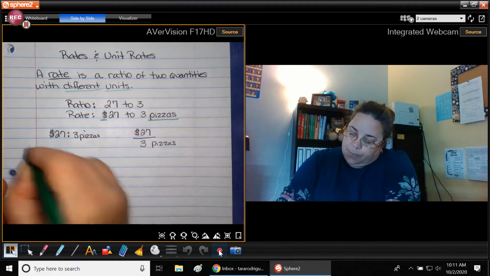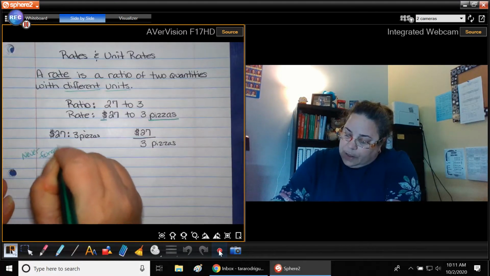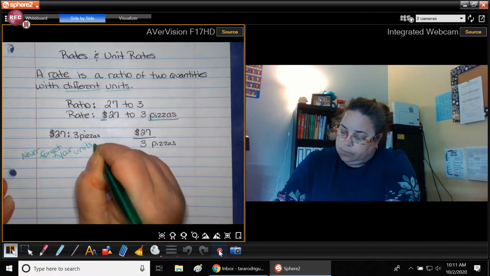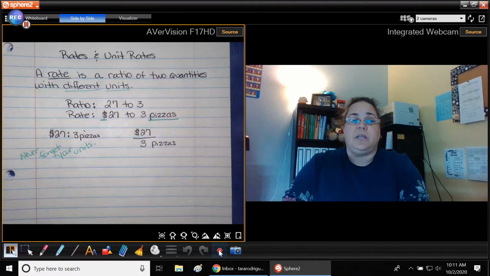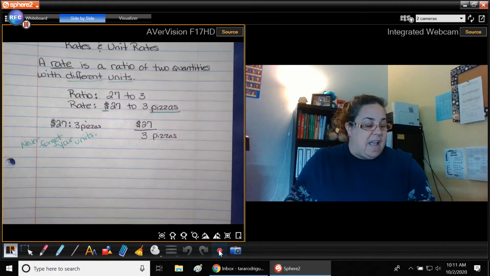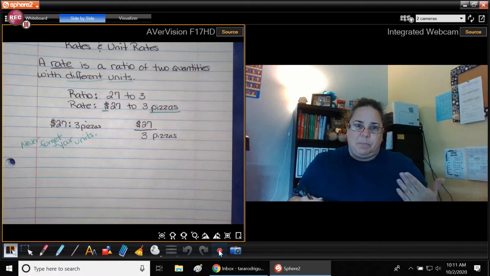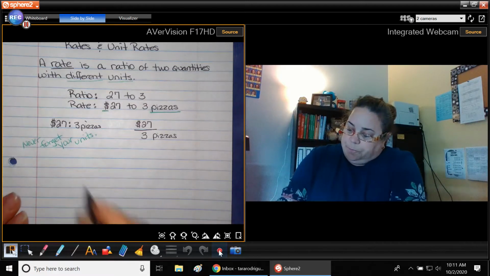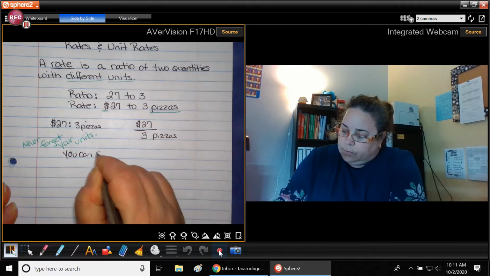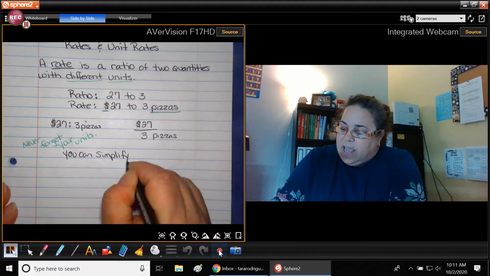Never forget your units. Okay? Really, really, really important to have them because that's what makes it a rate. Okay? So now, here's the thing. With a rate, you can also simplify it. So you can simplify a rate.